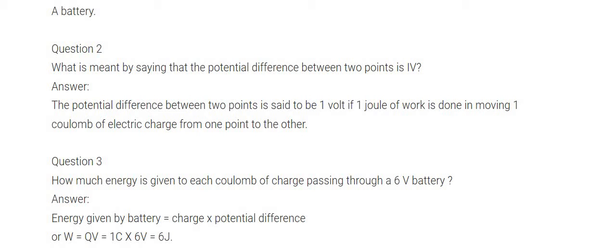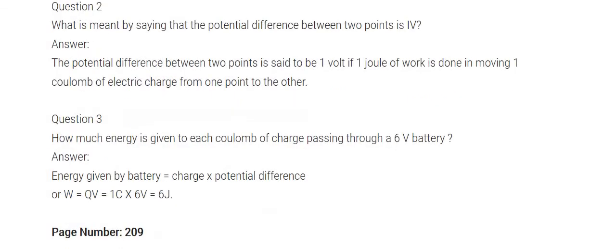Next question: what is meant by saying that the potential difference between 2 points is 1 V? The potential difference between 2 points is said to be 1 volt if 1 joule of work is done to move 1 coulomb of electric charge from one point to another point. Then we consider it as a potential difference between 2 points of 1 V.